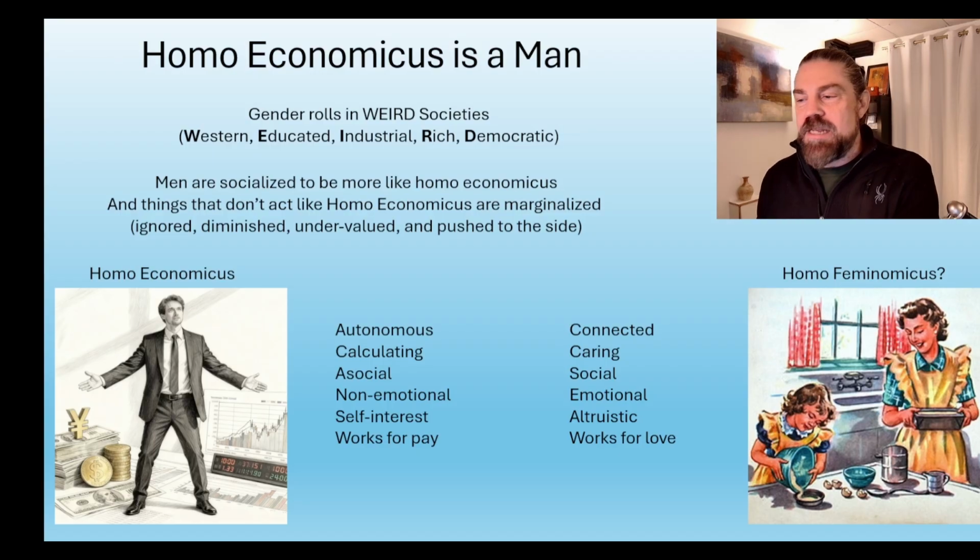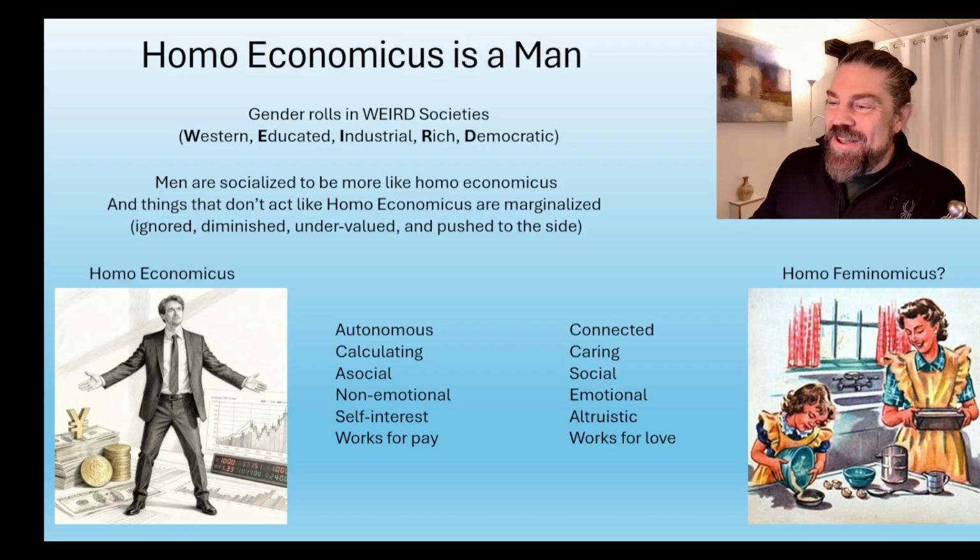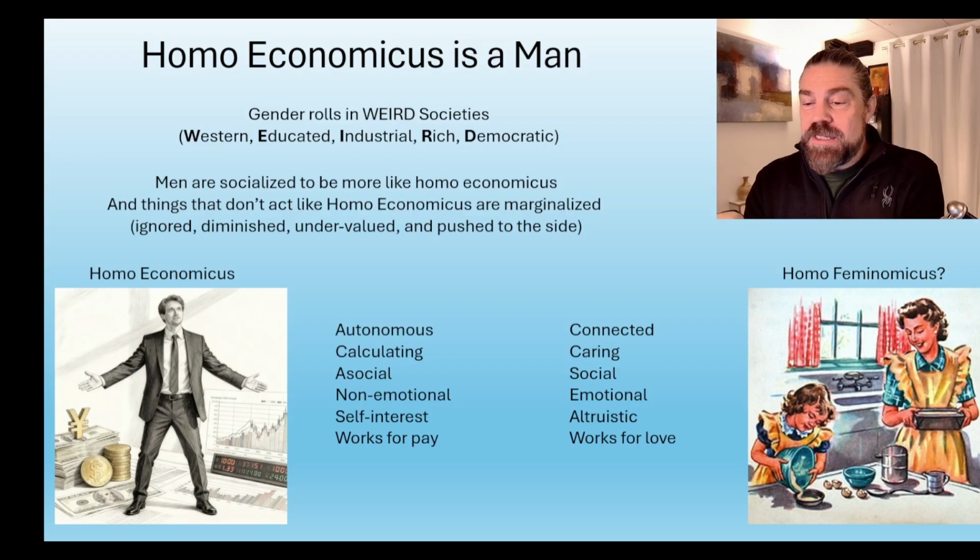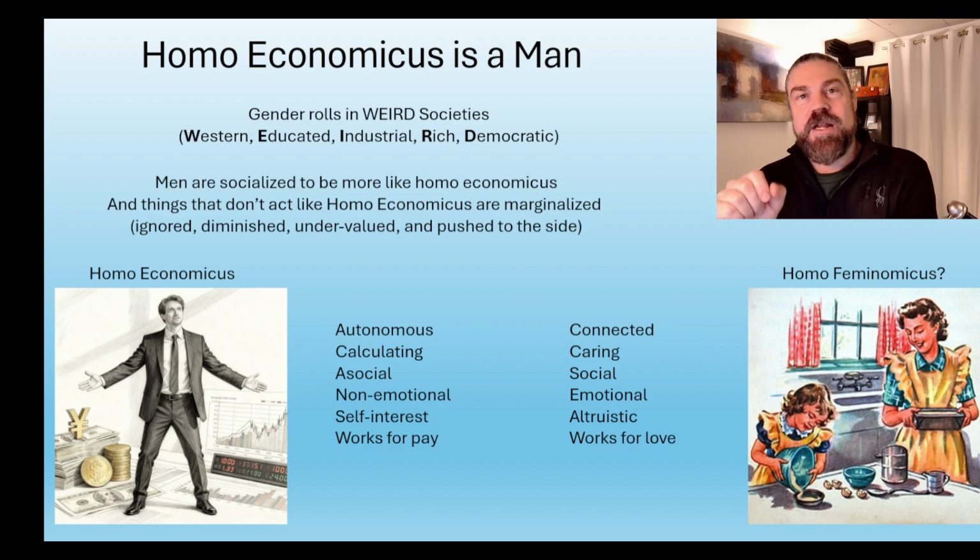Maybe I'll put it in an exam or something like that because it's fun, and I just made it up today. Okay, so Homo feminomicus is connected, caring, social, emotional, altruistic, and works for love. Homo economicus is autonomous, calculating, asocial, non-emotional, self-interested, and works for pay. Homo economicus is a man.